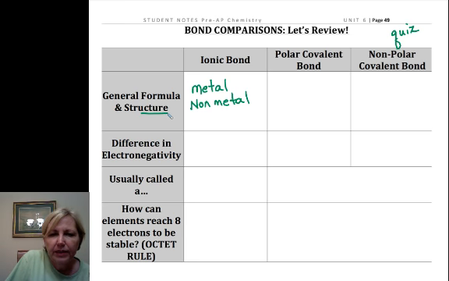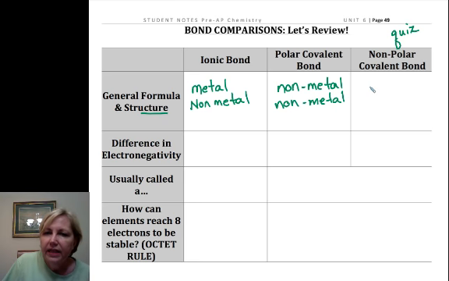I'm not sure what she meant by structure. Ms. Marusik put this together, and it's an awesome chart. I just don't remember what she meant by structure. So we're going to stick with this. This is non-metal with non-metal. And then this is also non-metal with non-metal.